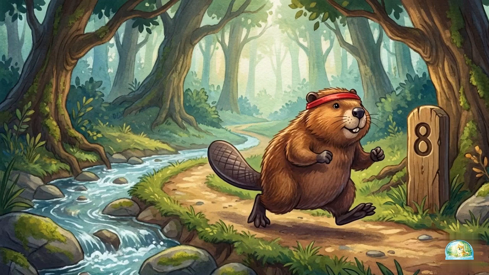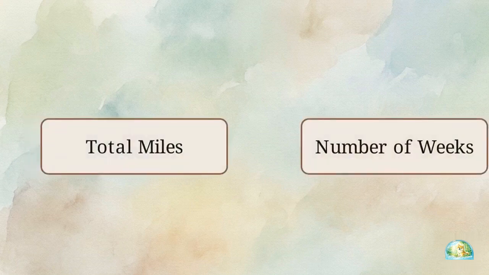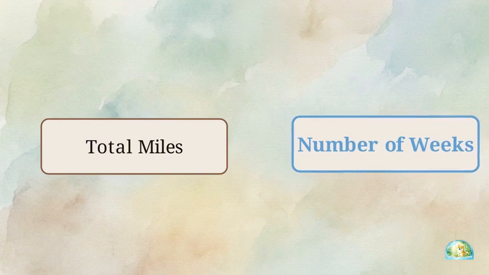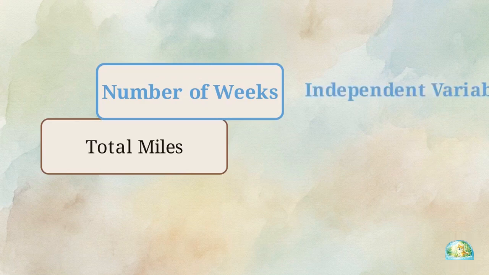Now consider a runner who trains 8 miles per week. We need to figure out which quantity depends on the other: the total miles or the number of weeks. To find the driver of the relationship, we look at how the scenario unfolds. The number of weeks is the starting point. Time passes regardless of anything else, making it our independent variable.